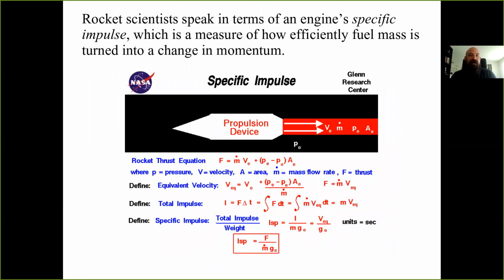We use something called specific impulse to measure how efficiently the amount of mass in the fuel is actually turned into a change in the momentum of the vehicle itself. So a rocket fuel with a much higher specific impulse will achieve a higher amount of thrust, a greater change in momentum for a given amount of mass of fuel.